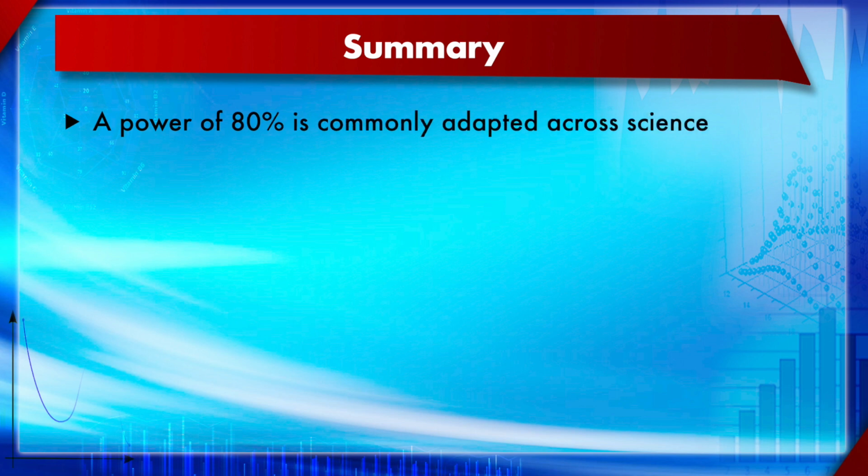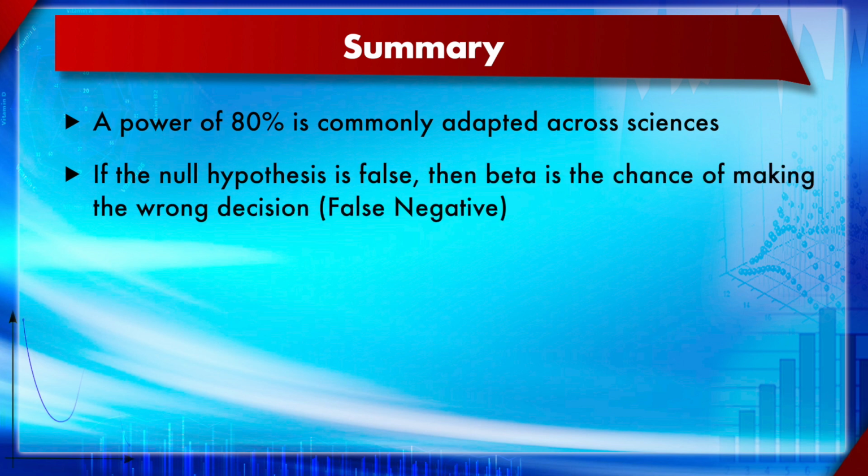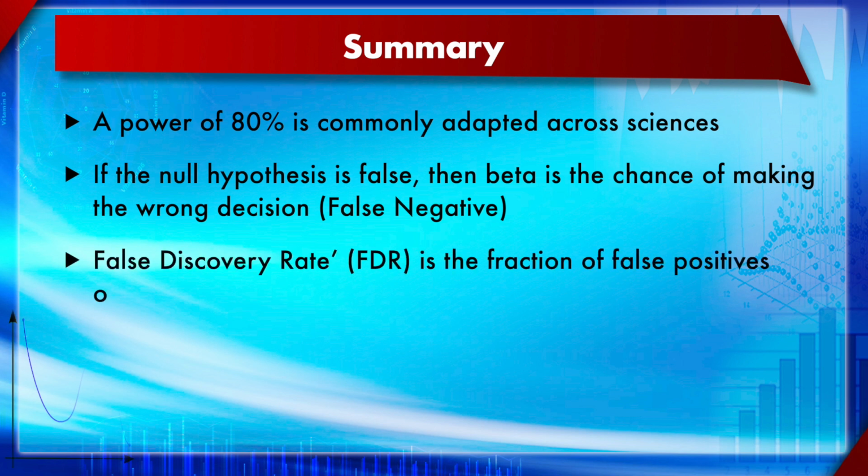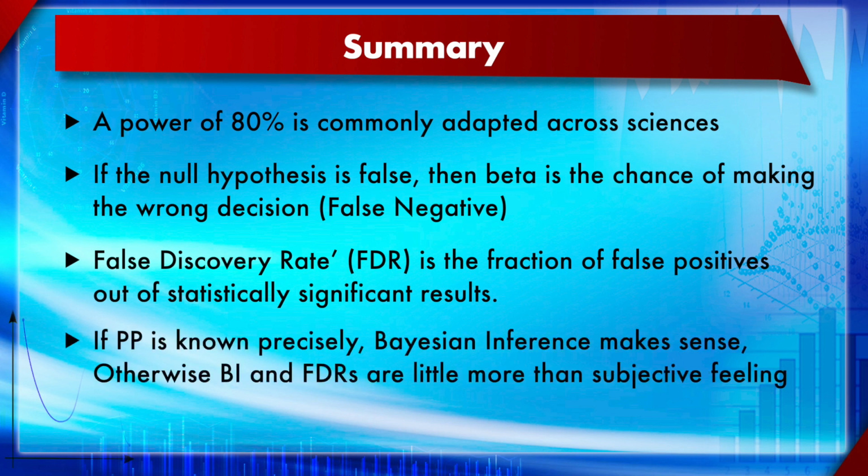A power of 80 percent is commonly adopted across the sciences. If the null hypothesis is false, then beta is the chance of making a wrong decision, which is called a false negative. The false discovery rate, or FDR, is the fraction of false positives out of statistically significant results, where the p-value is less than 0.05. So it quantifies false positives in your significant results. If the prior probability is known precisely, then Bayesian inference makes sense. Otherwise, Bayesian inference and FDRs are little more than subjective feeling.